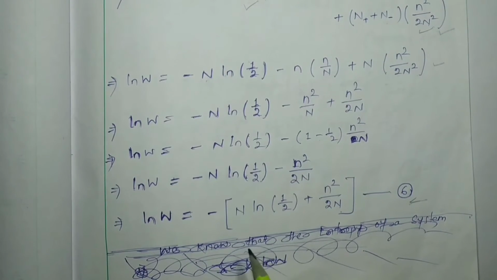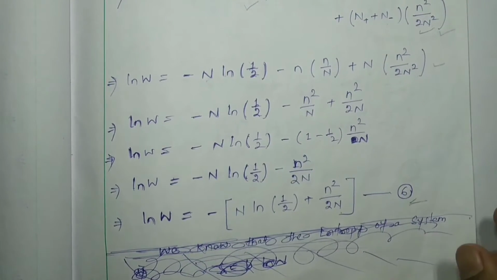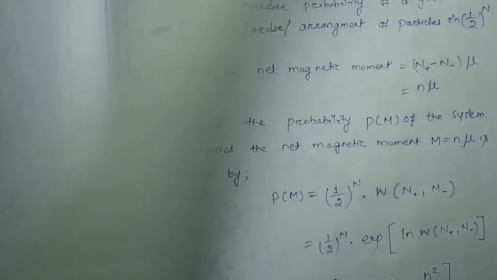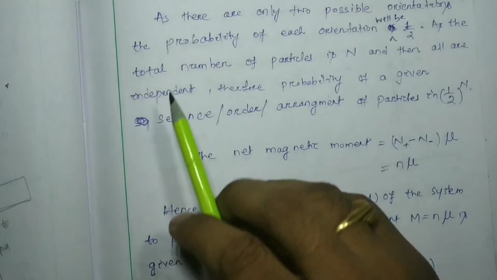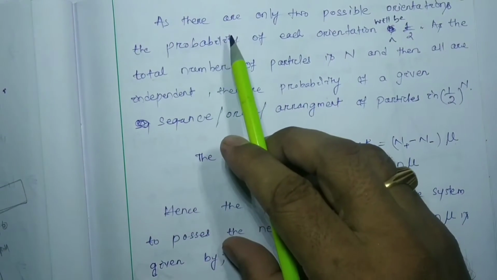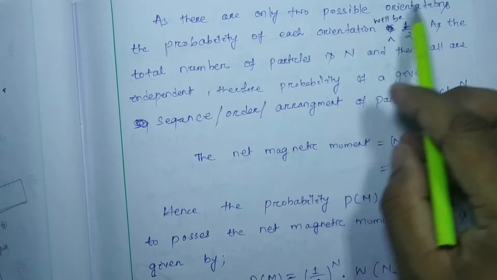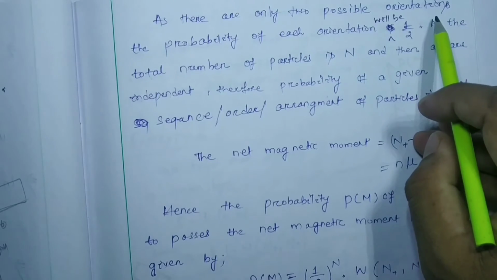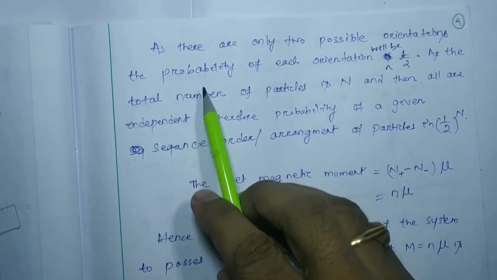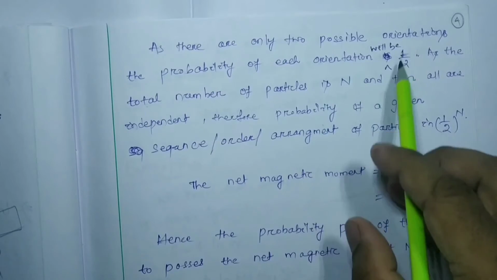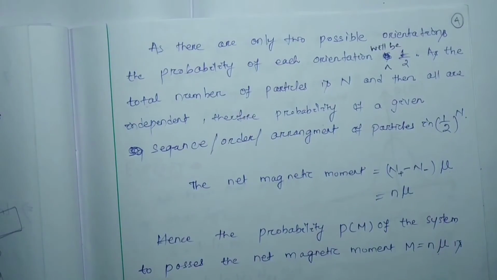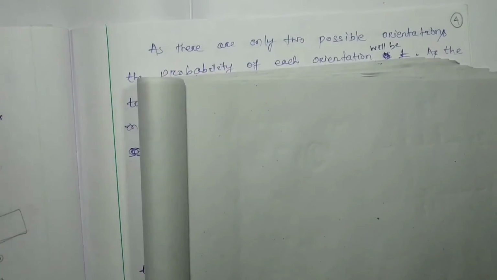Now come to the next page. Here it is written that there are only two possible orientations. Here orientations means magnetic moments of the particle. Okay, the probability of each orientation will be 1 by 2. What is the meaning of this? See, here we have two energy states. We have two energy states.